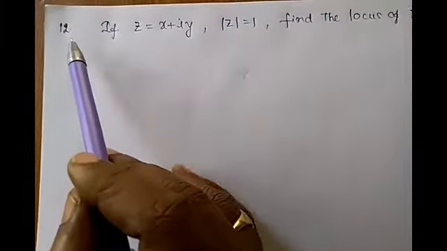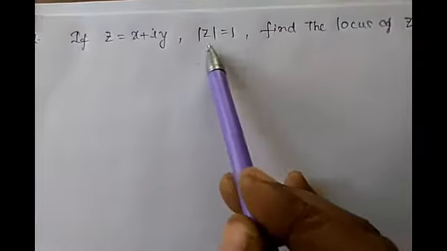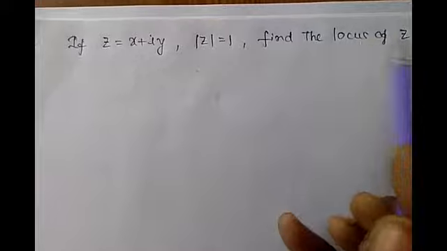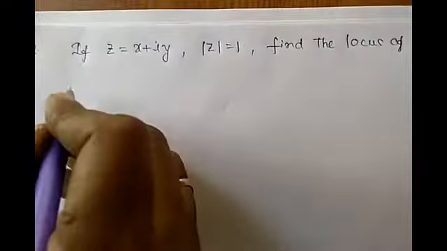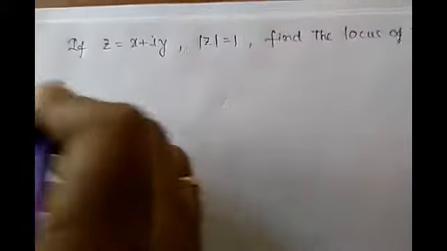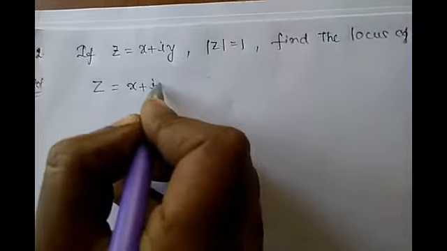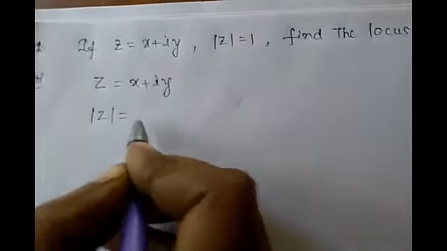Next problem is, if z is equal to x plus iy and mod z is equal to 1, find the locus of z. You want to find the locus of z, the given condition is mod z is equal to 1. Solution. Write the given information first. z is equal to x plus iy. Given condition is mod z equal to 1.